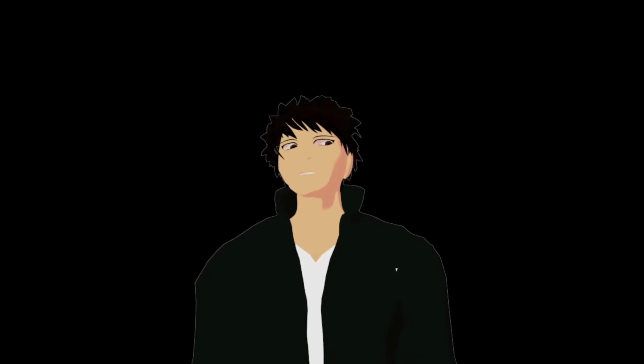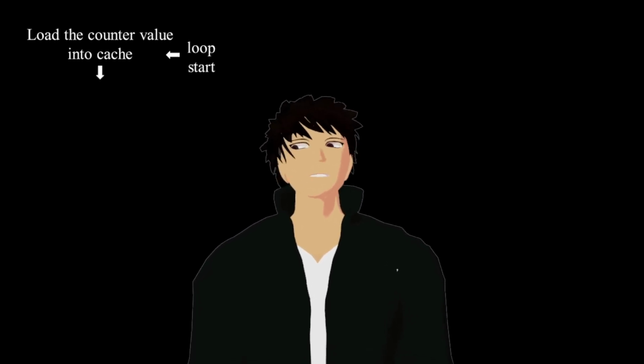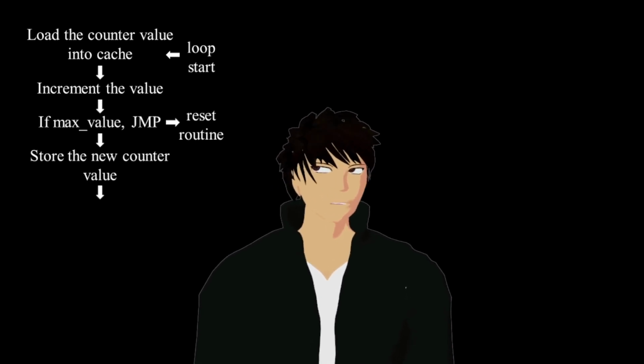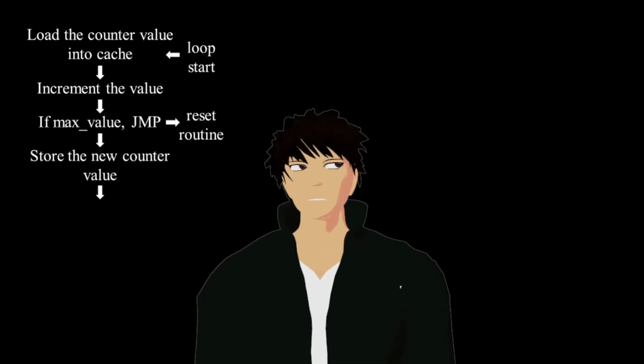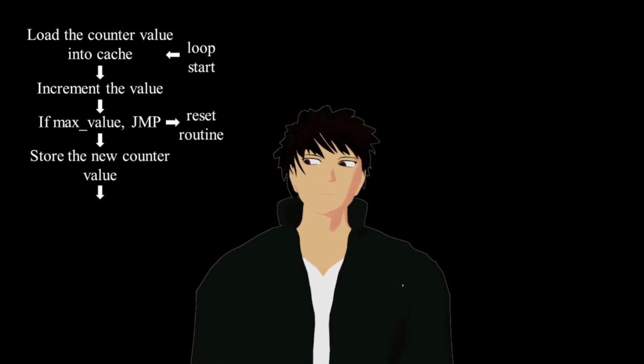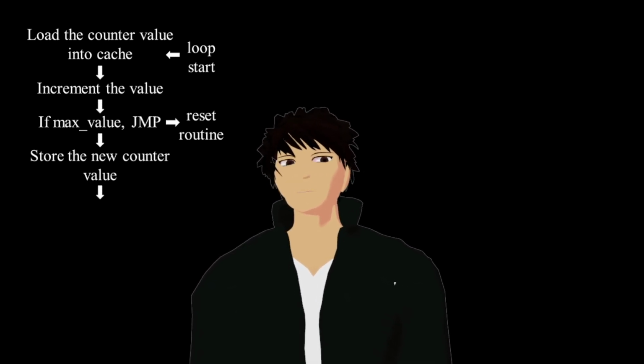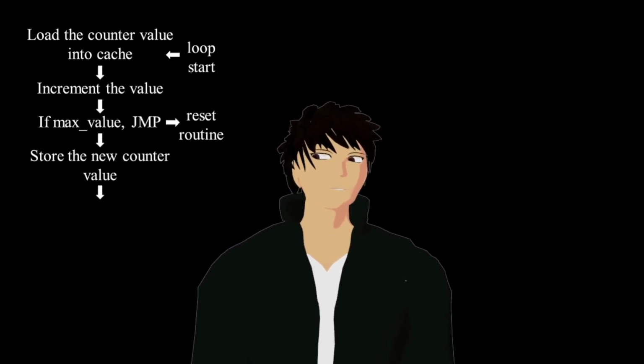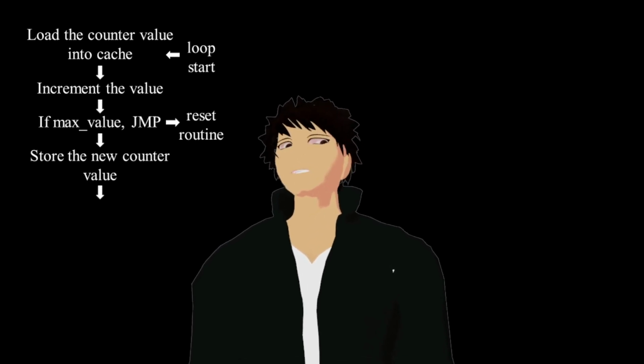Next, I need to begin my main loop by loading the counter value, incrementing it, and then either jumping to a counter reset subroutine if the counter has hit the max value constant, which also increments the LED select value, or I have to store the new counter value, and then we can move on to managing the LEDs.